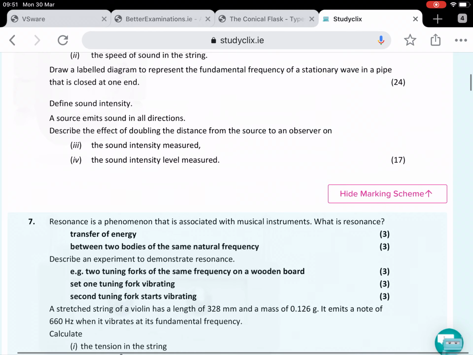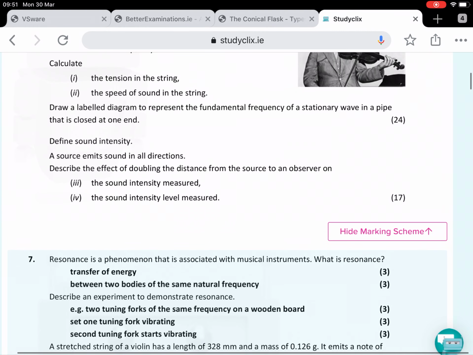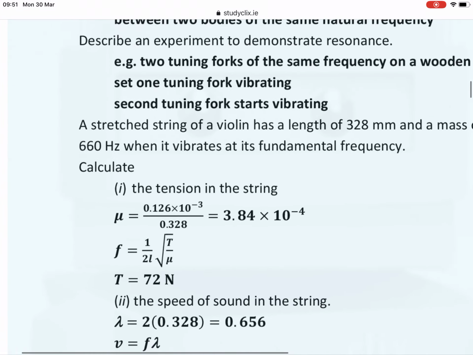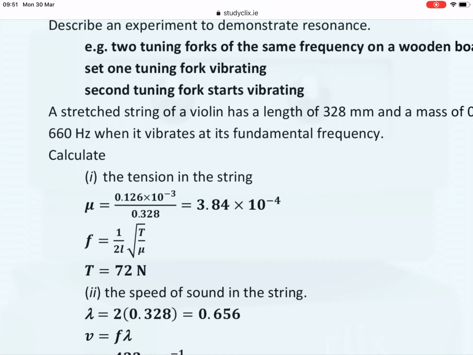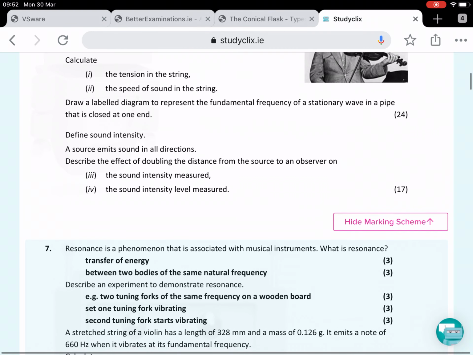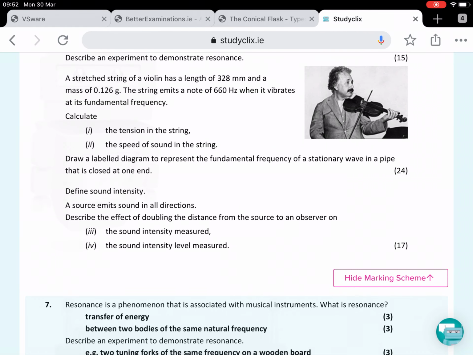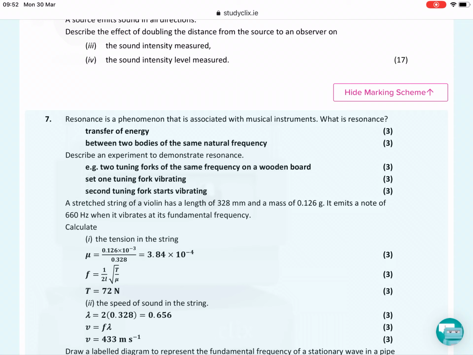The next bit then is based around getting the tension. So we needed that mu value to fill it into this formula. So f is equal to 1 over 2L multiplied by the square root of T over mu. So we fill in everything that we know. We know the frequency is that 660 that was given to us. We also know the length, which is that 0.328. We also know the mu value, which we just worked out.